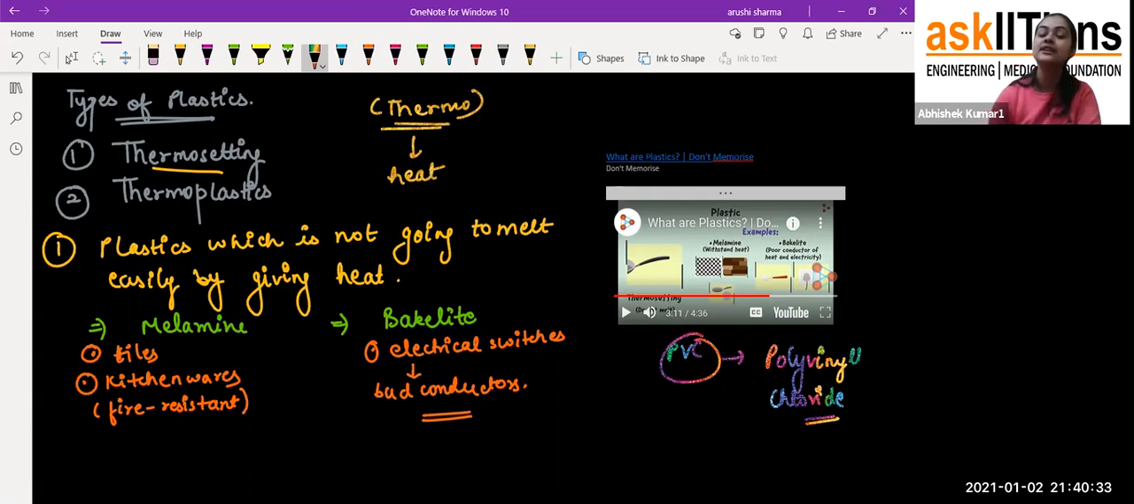So that is how, students, such material does not melt down easily even when the temperature is increased or heat is given to it. That is the thermosetting plastic, and these are the two types of it: one is melamine and one is bakelite, and we have discussed where we use them.